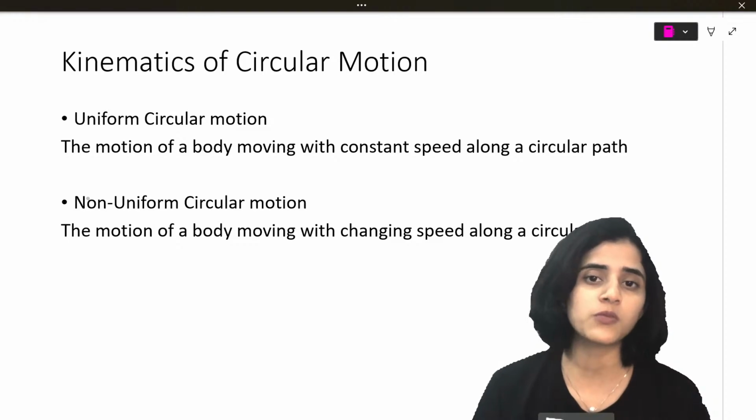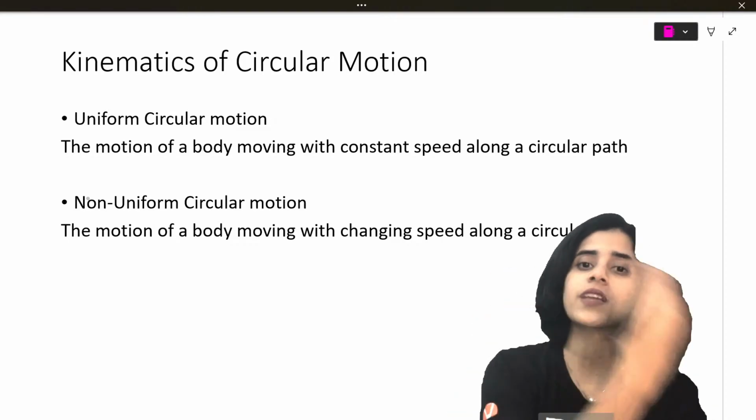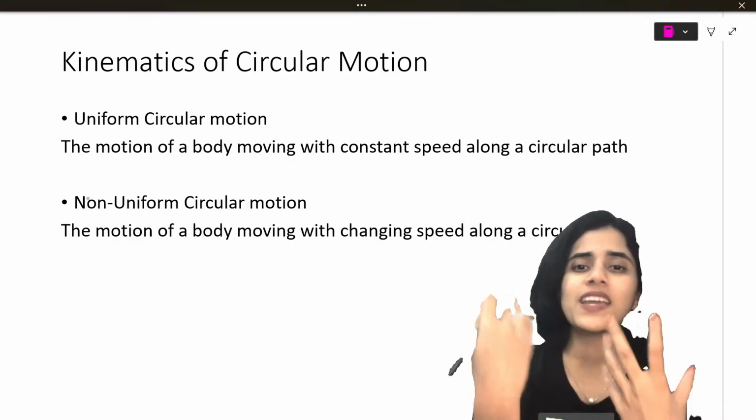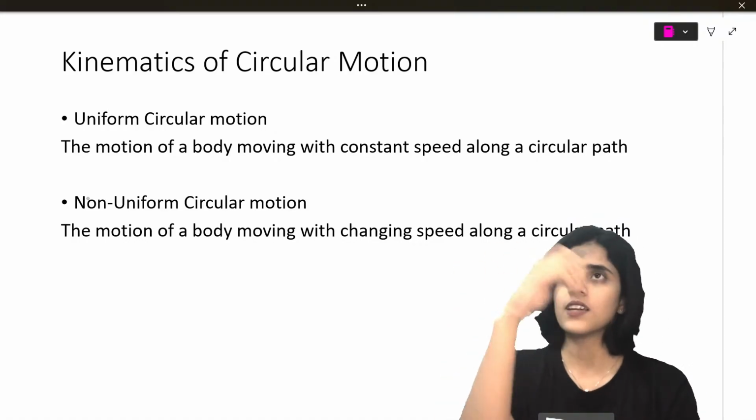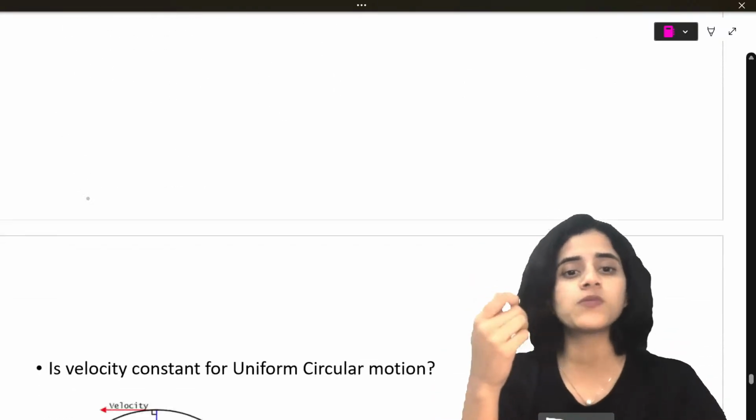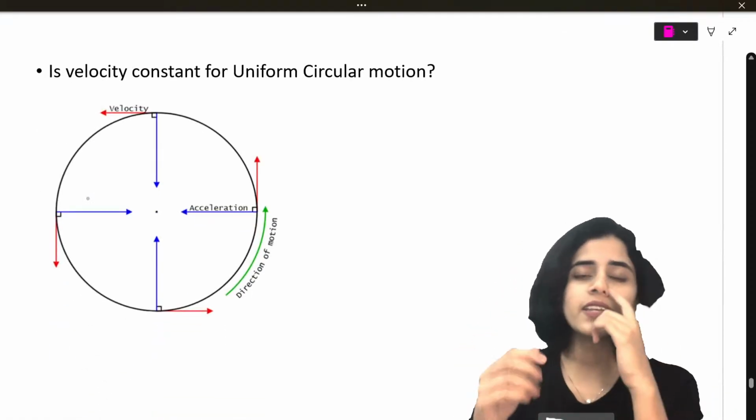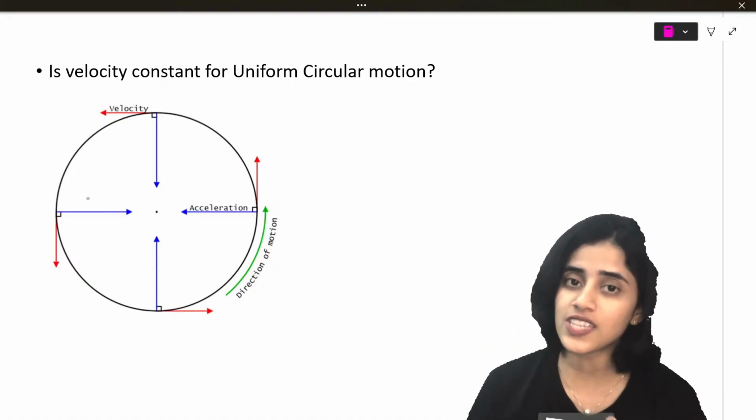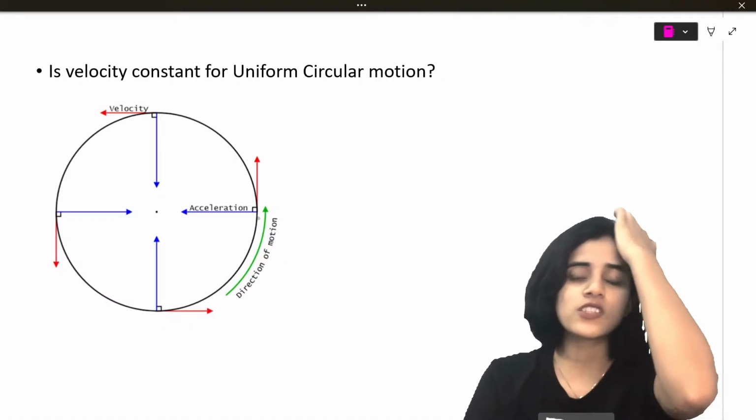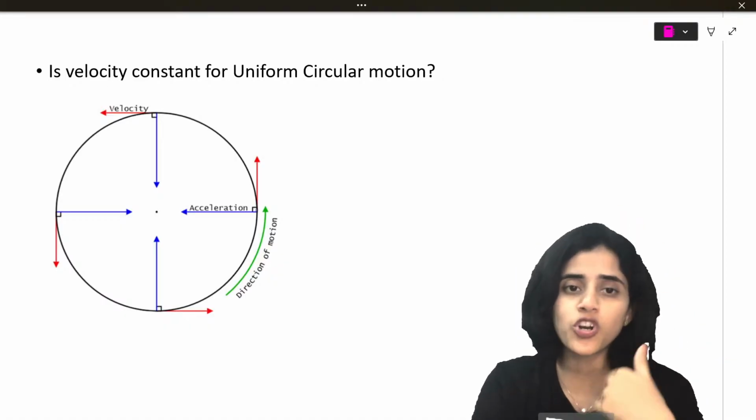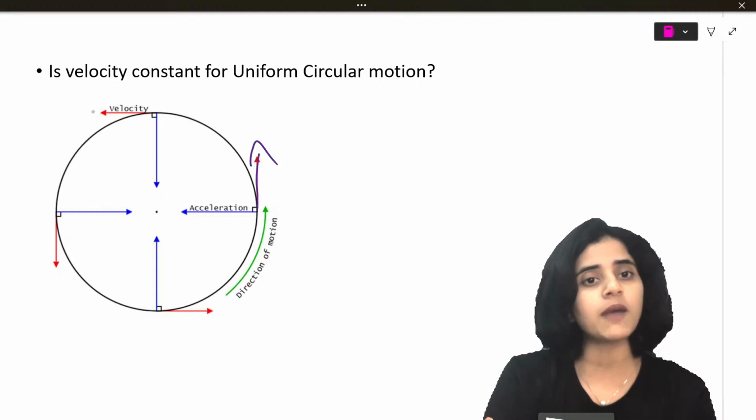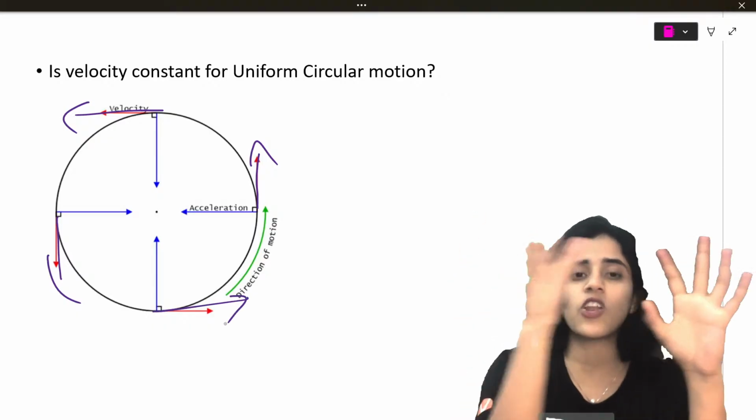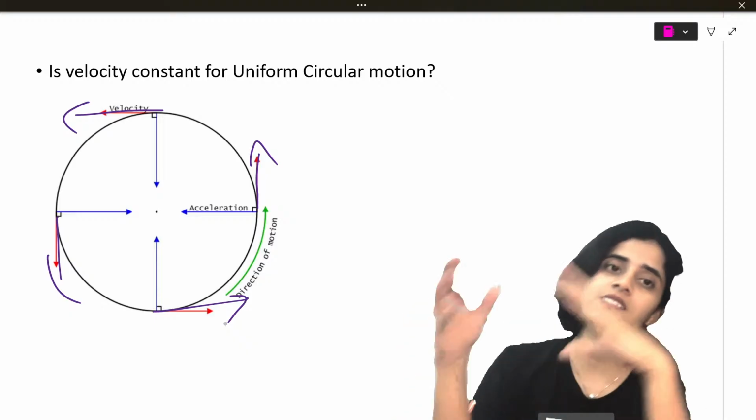So what is uniform circular motion? It is the motion of a body along a circular path. Non-uniform circular motion is the motion with changing speed. So if I just rotate this like this, it's moving with the same speed, so it has uniform circular motion. In uniform circular motion, it moves with the same speed, but the velocity is not the same. So what is velocity? As I said, at every point to find the velocity, you draw a tangent. So you can see here the velocity is up, here it's to this side, here it's down, here it's on the opposite side. So at every point, velocity is changing, but the speed is the same throughout.